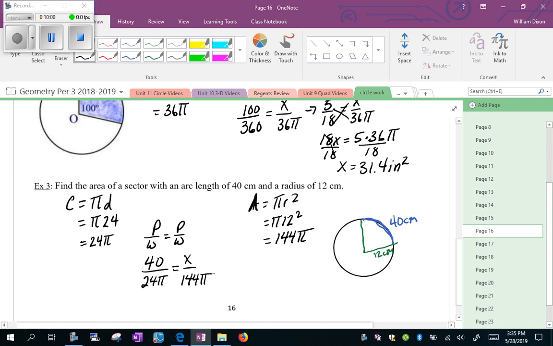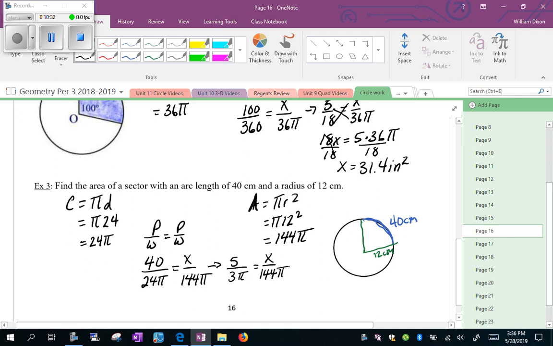All right, so what can we do? We can cross multiply. But even before I do that, I'm going to reduce. So I'm going to reduce this to 5 over, I'm sorry, 3 pi. And that's going to equal x over 144 pi.